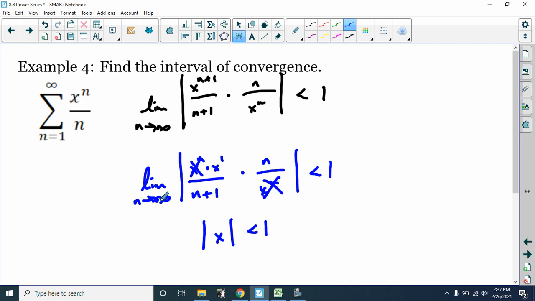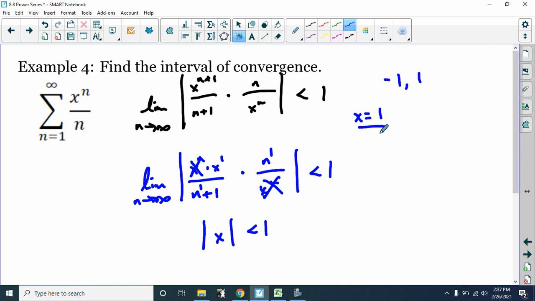So the limit as n approaches infinity: degree on top is 1, degree on the bottom is 1. We divide the leading coefficients, which is just x divided by 1. So my interval has a center at 0 and a radius of 1. So my interval's from -1 to +1. And then we need to check our endpoints.